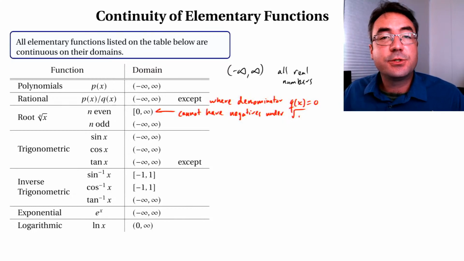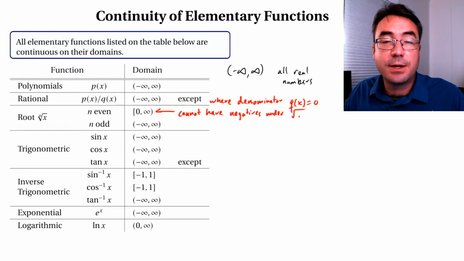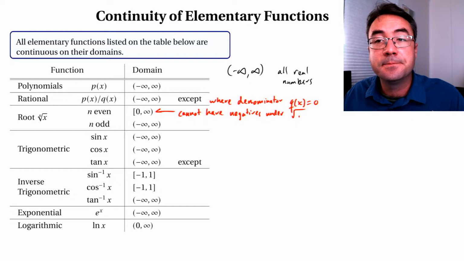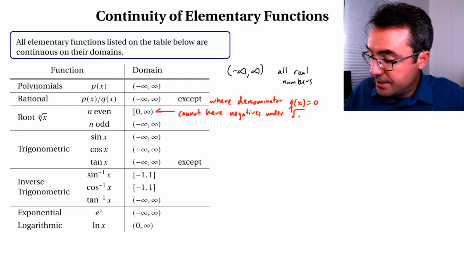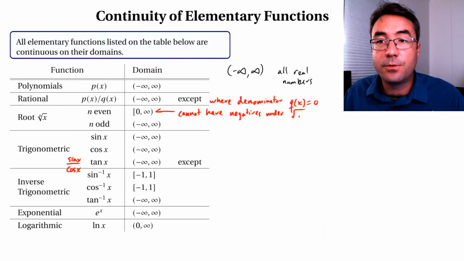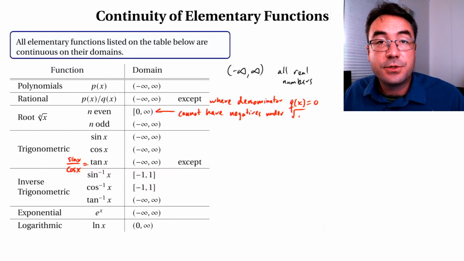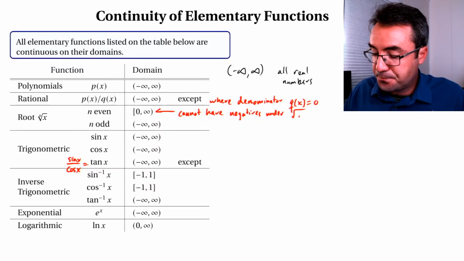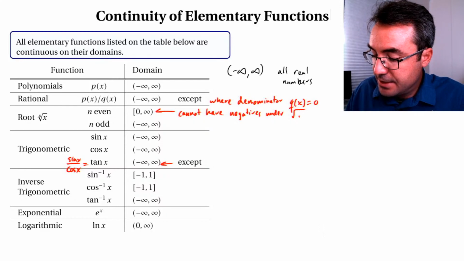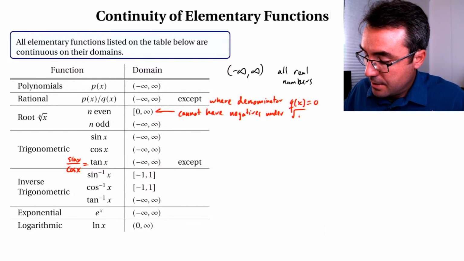Same thing for our most common trig functions, sine and cosine. They're continuous everywhere as well. So there's no breaks or jumps or holes in the graphs of sine and cosine. And we know tangent is related to sine and cosine, sine over cosine. So it's continuous everywhere as well, except we've introduced division, and so tangent is continuous everywhere except where, again, the denominator is equal to 0.